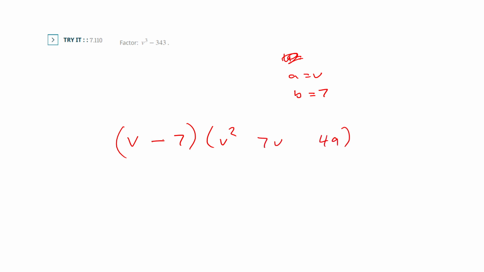Okay, you may have known this, but the cube root of 343 turns out to be 7. I did not know that. Okay, so same thing. 7v, v squared, 7v, 49. SOAP says same, opposite, always positive.